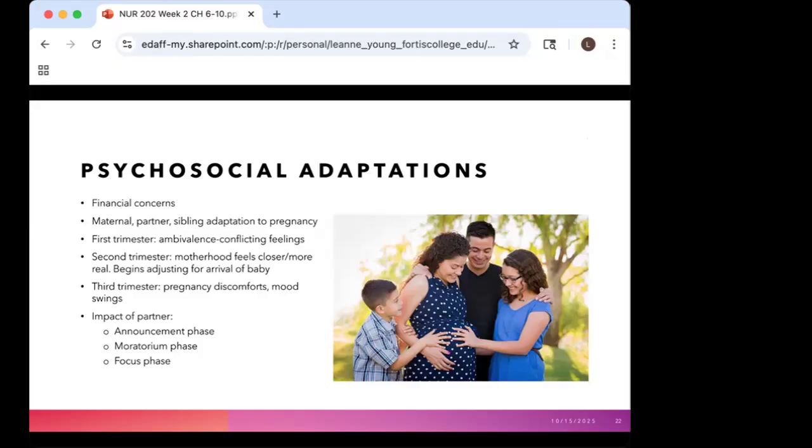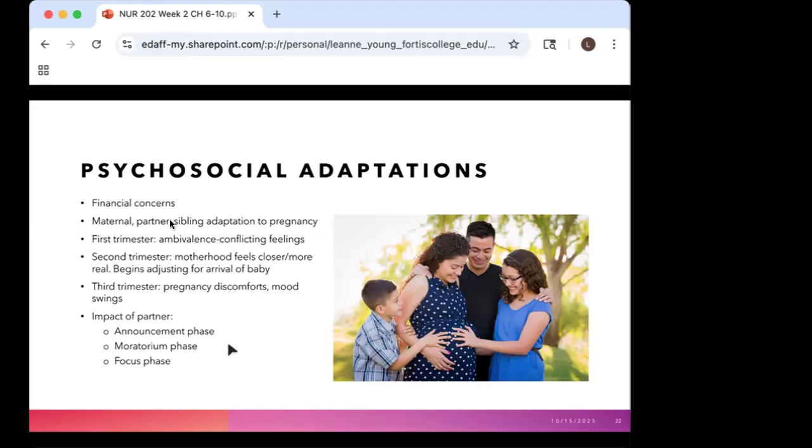So financial concerns, that is a huge part of pregnancy. If a woman has high stress levels because she's worried about her finances, high stress can be pretty hard on a mother's body, especially during the first weeks or trimester of pregnancy.